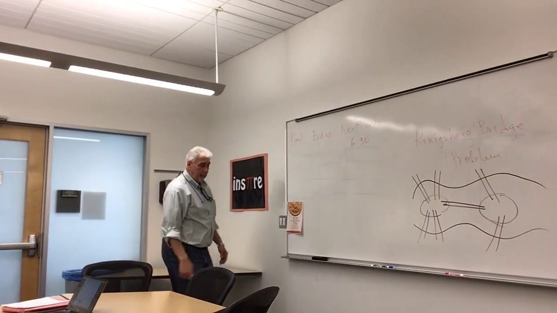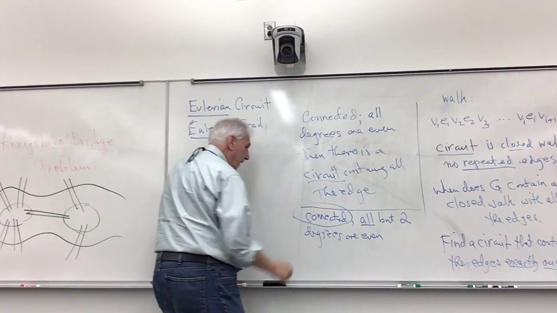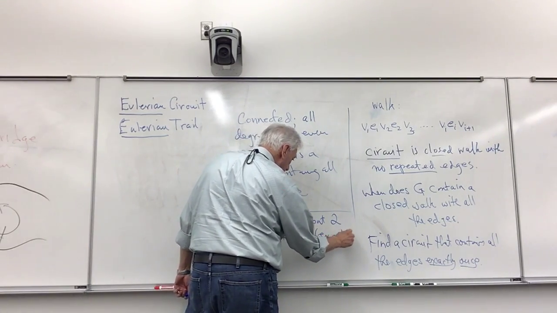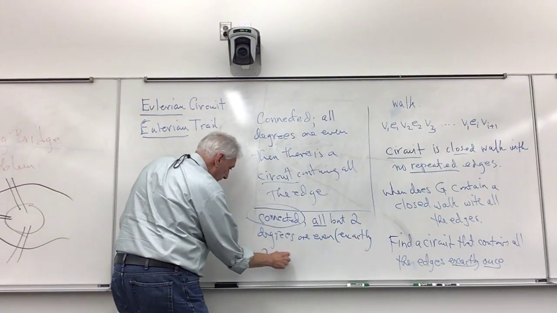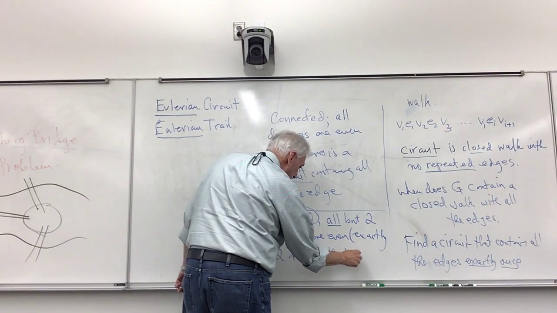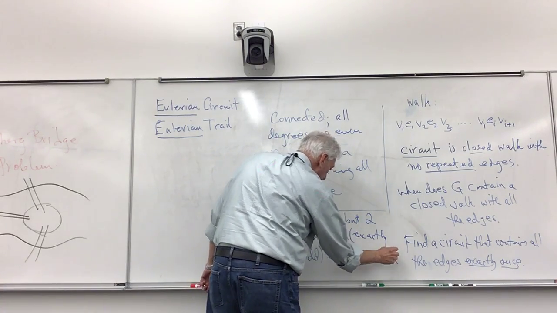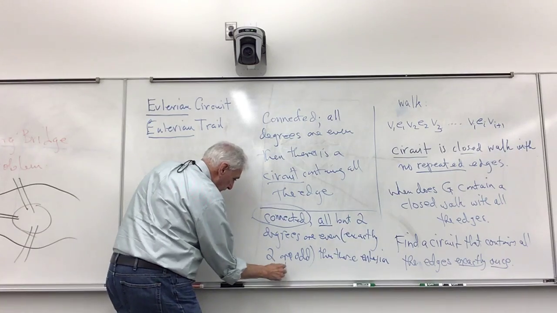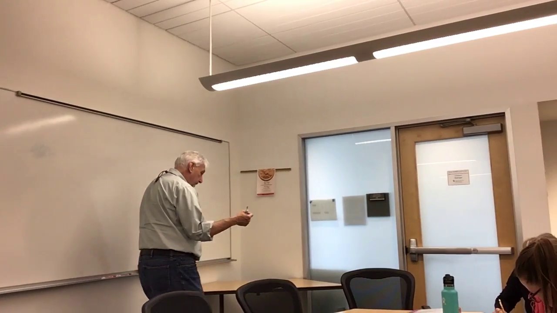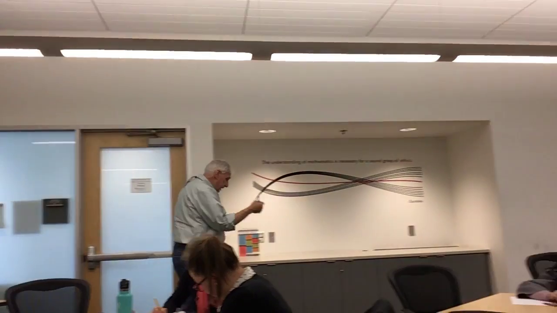So if it's connected, and this is important, because if it's connected and all but 2 degrees are even, that means exactly 2 are odd, then there's an Eulerian trail. It's a trail that contains all the edges, and it's not necessarily closed. So it contains all the edges exactly once.